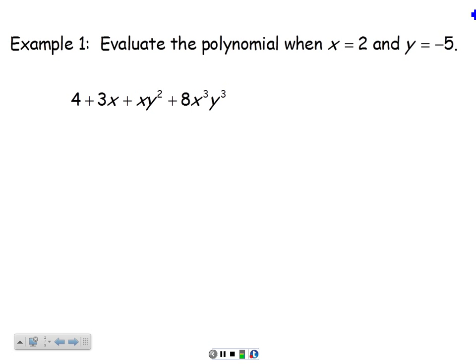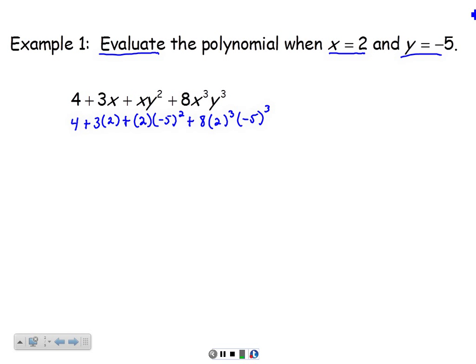So for the first one, the directions say to evaluate. And remember, to evaluate, we're just going to replace all the variables. So in other words, we're going to replace x with 2, and we're going to replace y with -5, and do order of operations from there. So we have 4 plus 3 times x, which is 2, plus x, which is 2, times y, which is -5 squared, plus 8 times x, which is 2 cubed, times y, which is -5 cubed.